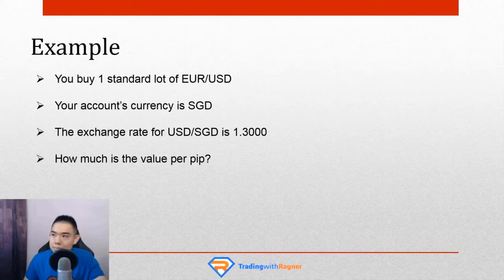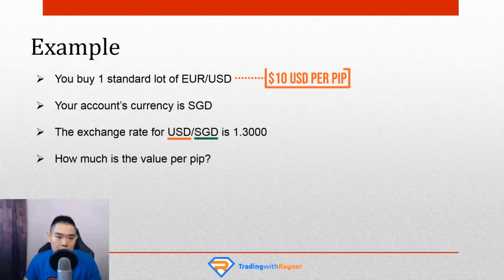So let's do this simple exercise. One standard lot is 100,000 units. Recall that one standard lot is worth $10 per pip. Okay, $10 per pip. Then you realize that your account currency is different from the quote currency. So what now? What you need to do is to convert USD into SGD. As you know, right now, one USD is worth 1.3 SGD. So this means one US dollar is worth 1.30 Singapore dollars. If I want to convert these 10 US dollars into Singapore dollars, I just multiply by 1.3, and I have a figure of 13 Singapore dollars.